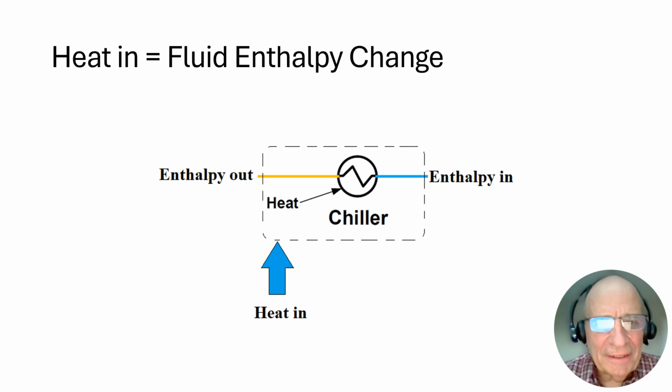Next, let's look at the chiller. Well, what do we have going into the chiller? We show a control volume around the chiller, and what we have going in is the enthalpy of the fluid going in plus the heat going in, and we know that the sum of those two must be the enthalpy coming out. Sounds simple enough. Let's do the analysis.